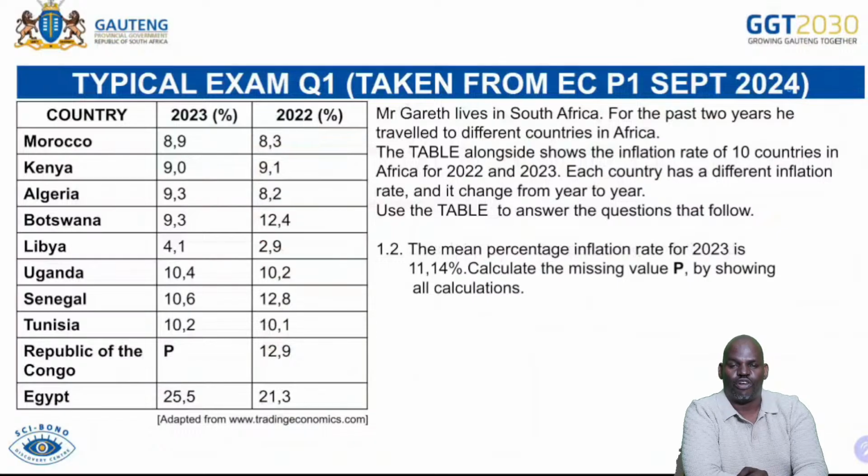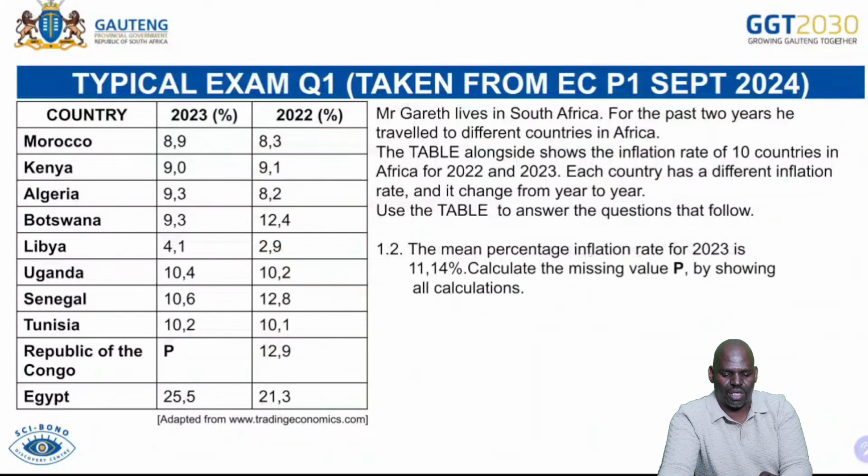The next one, the information is still the same. And then 1.2, it's the mean percentage inflation rate for 2023, it's 11.14%. Calculate the missing value P by showing calculations.